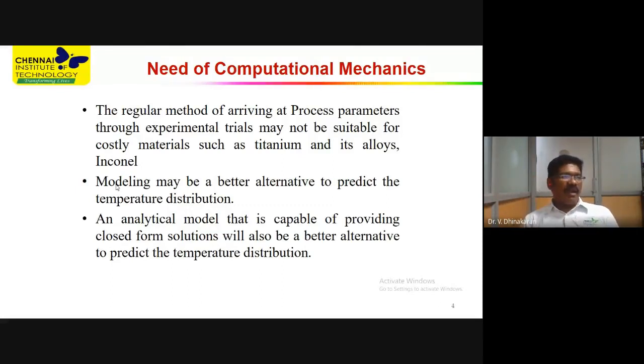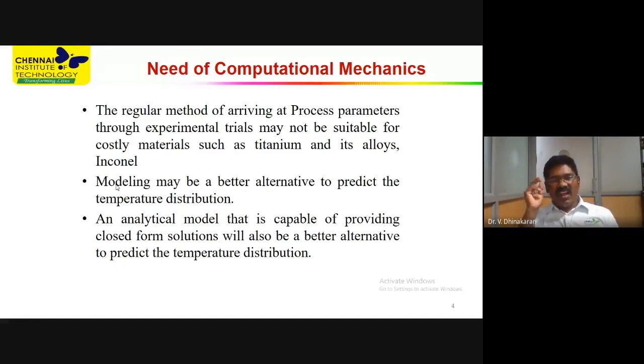Computational mechanics will be used to avoid the experiments I mentioned earlier. As I said, you design the component, then manufacture the component, then go for testing. Upon testing, if it is not met, the component will be thrown out. Then you go for design, redesign, remanufacturing, and retesting. So this entire process may be eliminated when you go for computational mechanics. Again, I am saying one point: computational mechanics is not a substitute for experimental analysis. It is an alternate method.